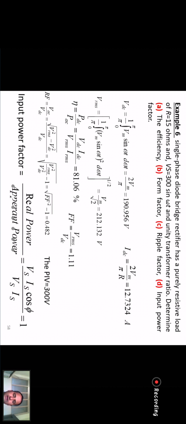So input power factor is 1 in this case, real power by apparent power. So the bridge rectifier uses 4 identical diodes having a forward resistance of 5 ohm, and the secondary voltage is 30 volt. So determine the DC output voltage, IDC is 200 milliampere, and the value of the ripple voltage.